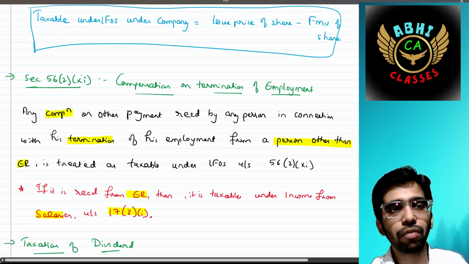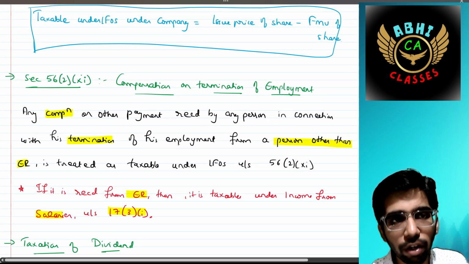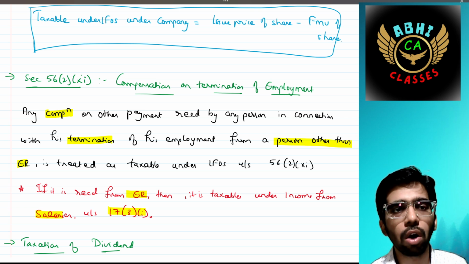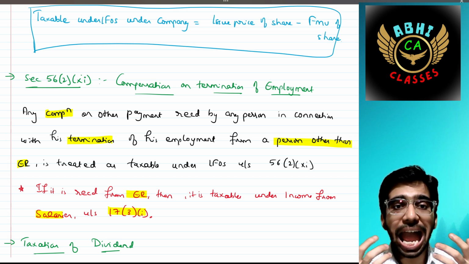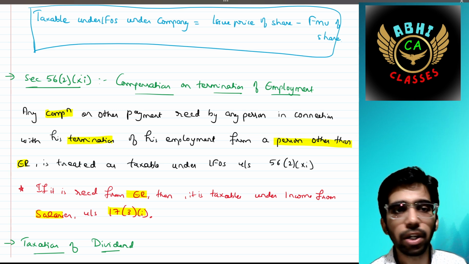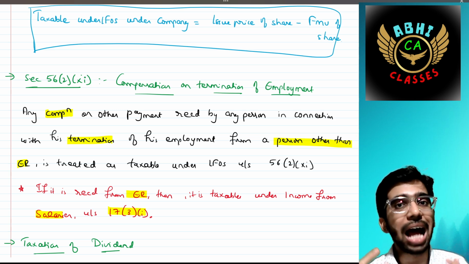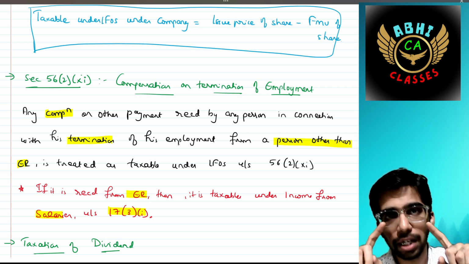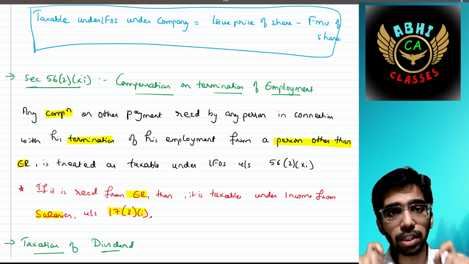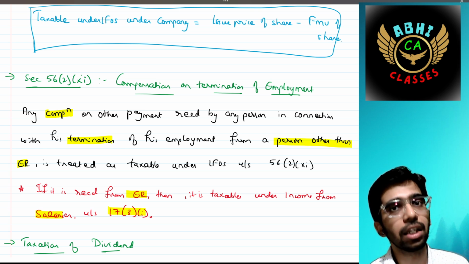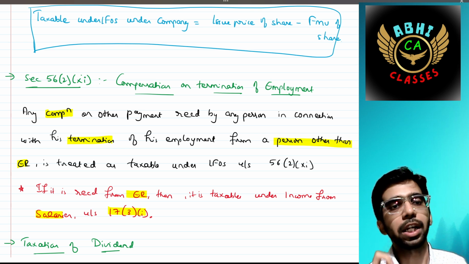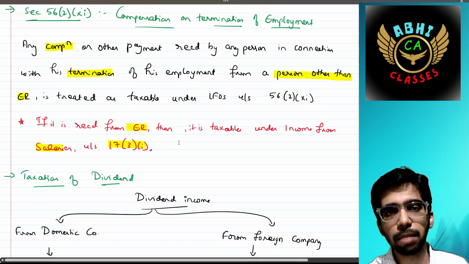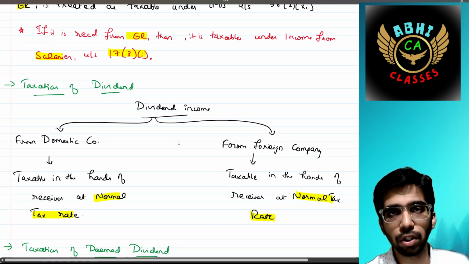Okay, then section 56 subsection 2 subclause 11 says the compensation on termination of employment. Any compensation or other payment received by any person in connection with the termination of his employment from a person other than the employer, because if it is received from the employer, then it is taxable under salary. If it is received from a person other than the employer, then it is taxed under income from other sources. If it is received from the employer, then it is taxable under income from salaries under section 17, section 3, subclause 1.